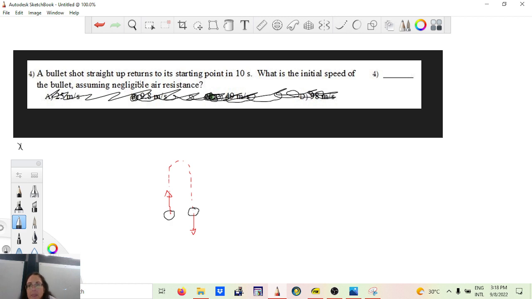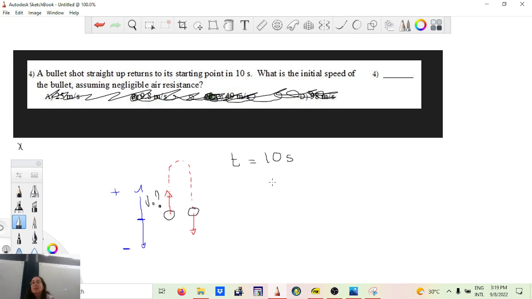Where do you see grams? But usually it's gravity now. It's not given. That's what we want. So what can you use here? It's coming back to the same place.